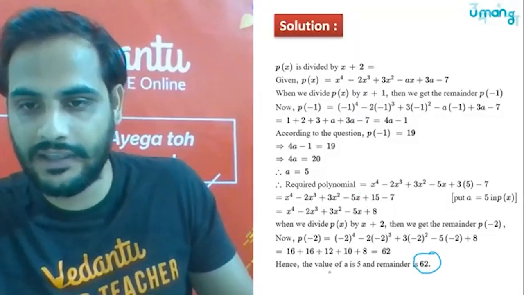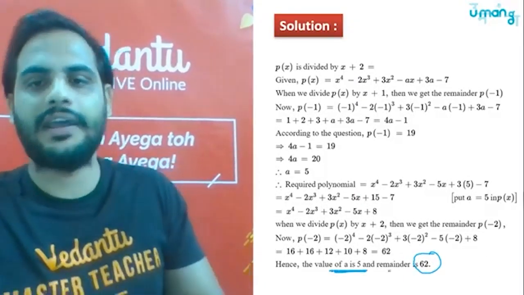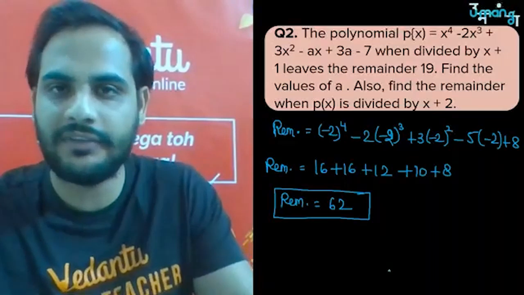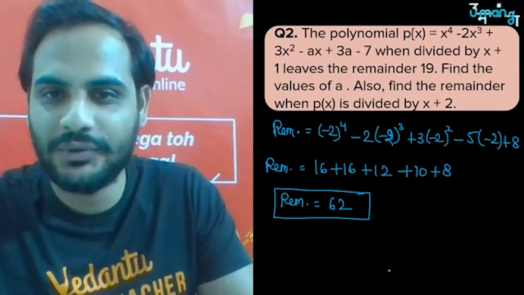And the value of a is equal to 5. Got it? As simple as that. Just use the remainder theorem in the second case. Okay, let's move to the next question.